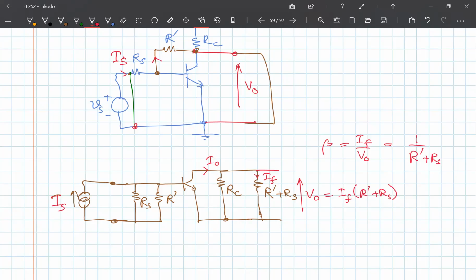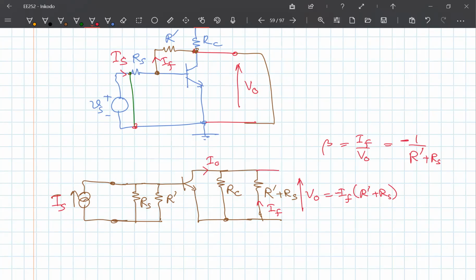Okay. So current will be in that direction, right? So the current is towards the collector. So therefore, I need to mark this as IF as this. So therefore, it will be negative of that. So therefore, my value will be minus beta. So therefore, beta value will be 1 over R dash plus RS.